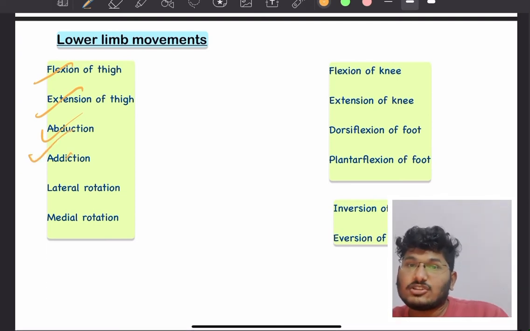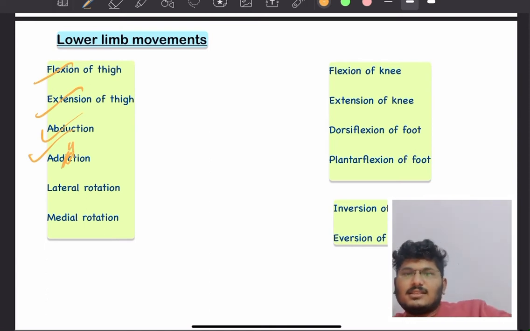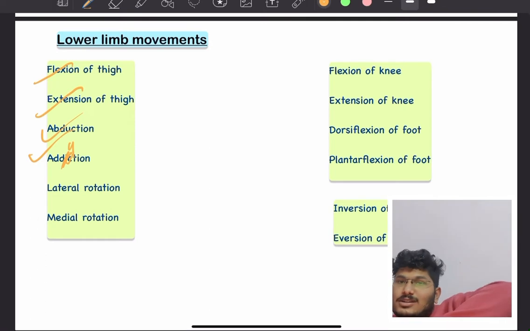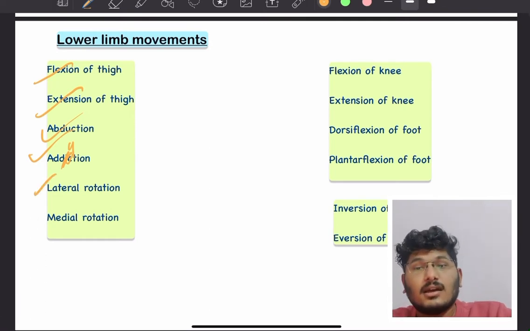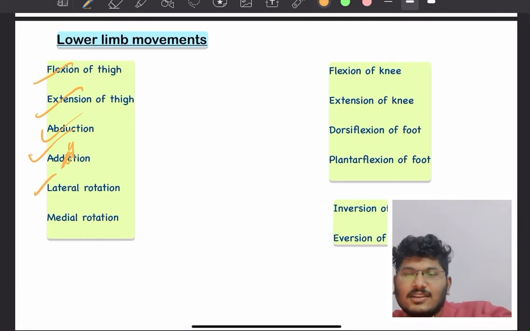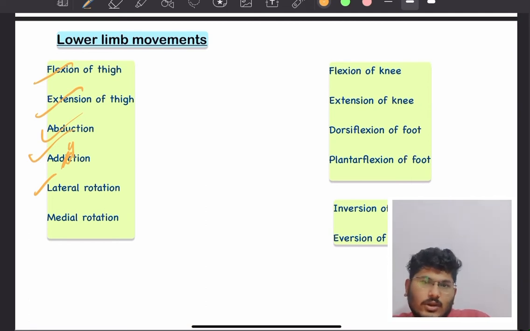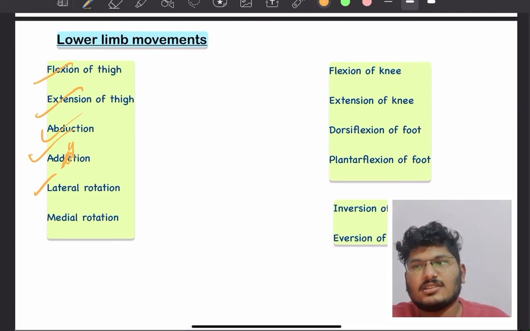Next, rotation of the thigh. The anterior surface of my thigh is moving towards the midline. This is called medial rotation. And if the anterior surface of my thigh is going outwards, it is called lateral rotation. This is about the thigh.